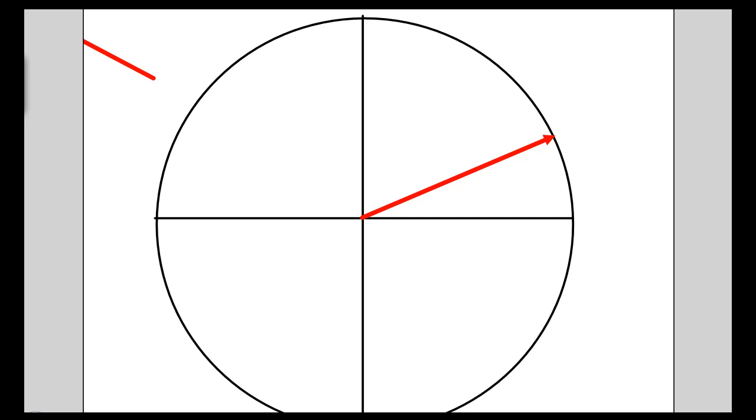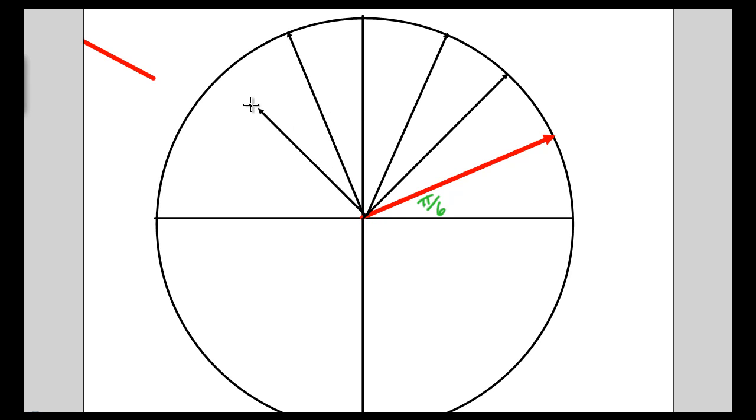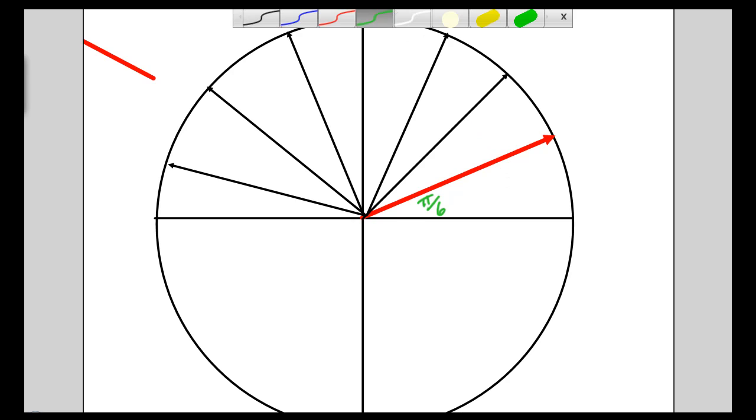Okay, so I have a diagram here that we're going to work with. If we call this angle right here pi over 6, 30 degrees, and we fill in the remaining angles, say that's 45, and that's 60. The next one that we would have over here is 30 degrees from the y, 45, and 30.